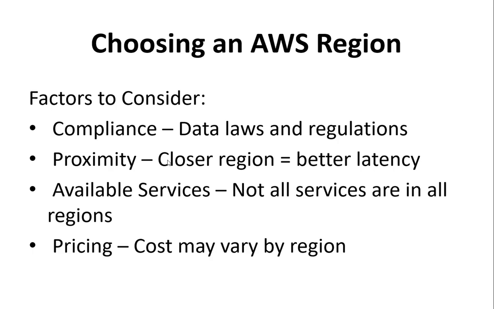And the next one is about choosing an AWS region. How do you choose the right region for your project? There are four factors to consider. One is compliance, data laws and regulations. You may be legally required to store data in a specific country. The second one is proximity. Choose the region which is closest to your users to reduce latency. A closer region will give you better latency.